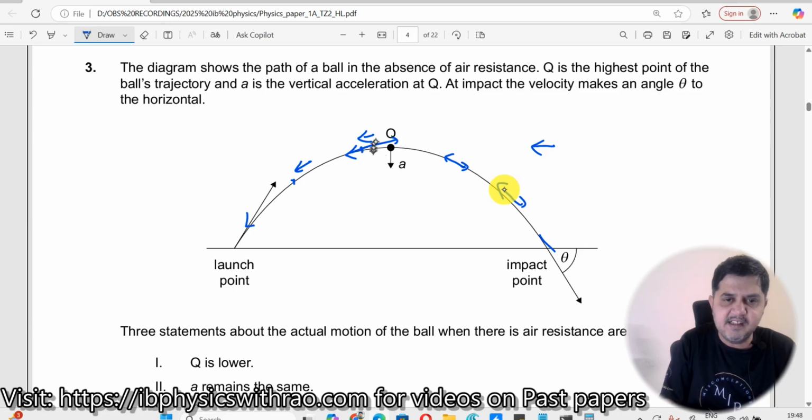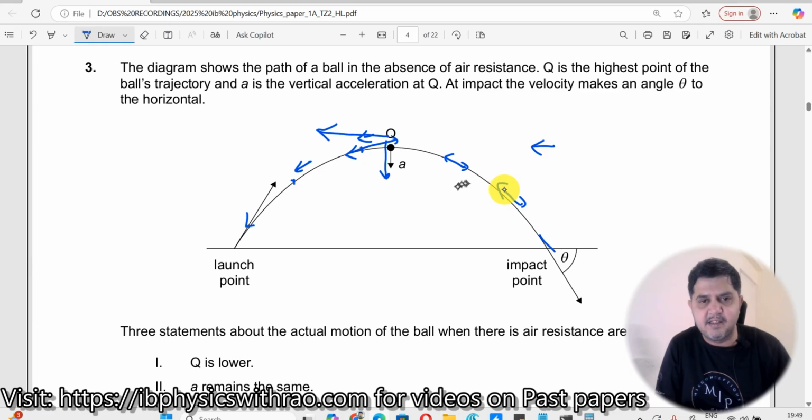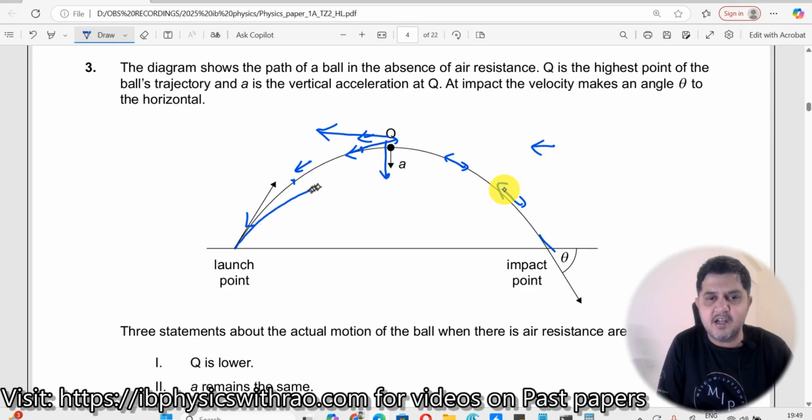When you consider these motions, you observe that air resistance will have both an x component as well as a y component. Because of this x component, this motion is definitely obstructed and the range is reduced. Due to the y component, the Q value cannot be achieved. So this particle should undergo something like this. The Q value will now come downwards.